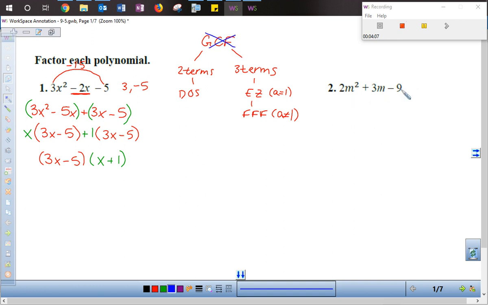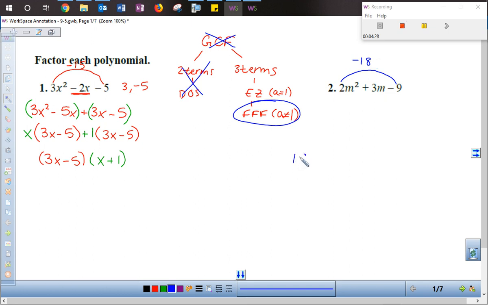Now we need to figure out how many terms we have. 1, 2, 3 terms, so this is out. And my a value is negative 1, so that means I need a frowny face factor. So take 2 times negative 9 to get negative 18. And I want the factors of negative 18 that add together to be 3.